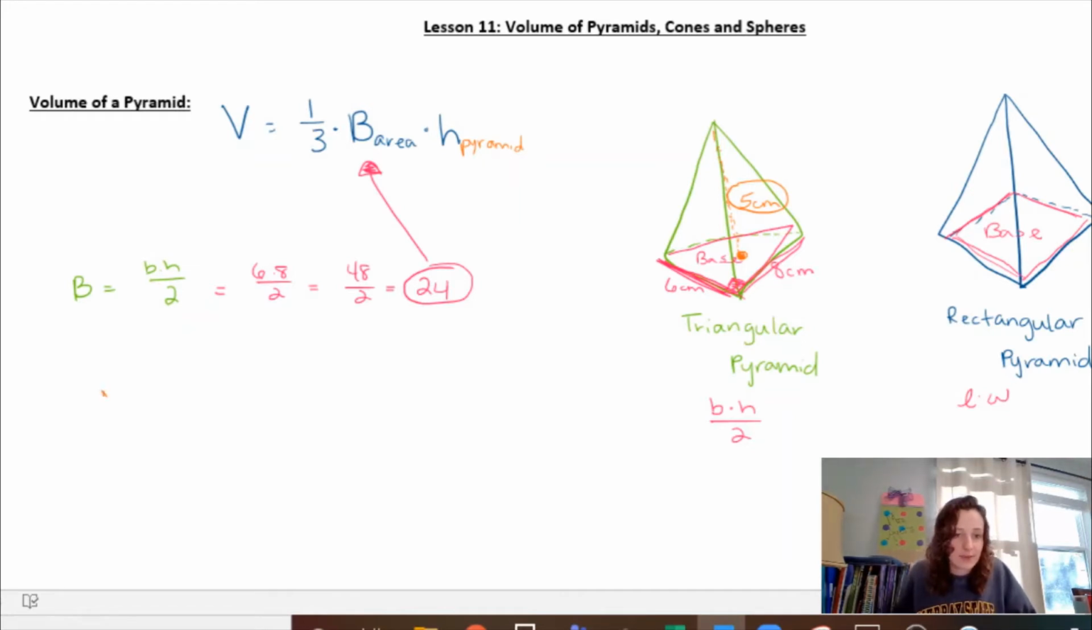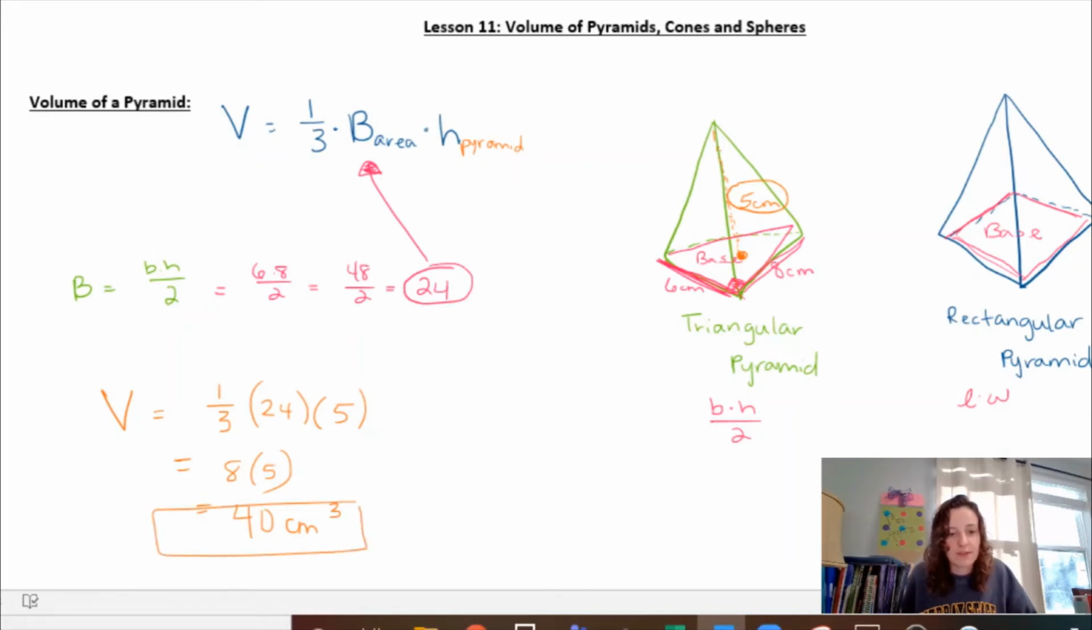Okay, so let's plug this in. The volume is equal to 1/3 times the base that we just learned to be 24 times the height of the pyramid, which is 5. Now you can evaluate. 1/3 of 24 is 8, times 5 is equal to 40. And our units here are centimeters cubed.